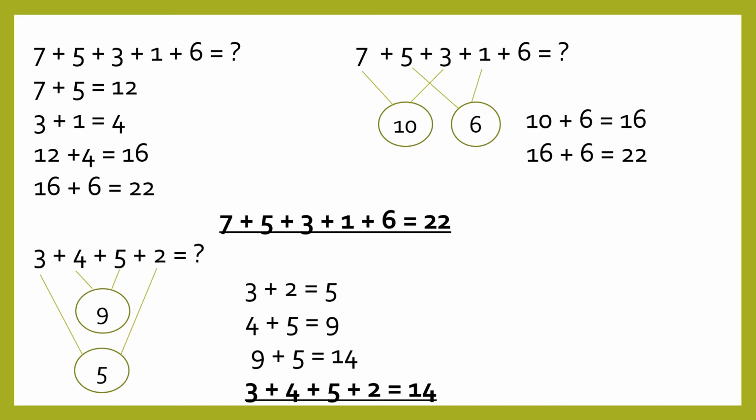What is 7 plus 5 plus 3 plus 1 plus 6? So here we have got so many numbers to add. You can go for the step by step method. 7 plus 5 is 12. 3 plus 1 is 4. And 12 plus 4 is 16. And finally 16 plus 6 is 22.